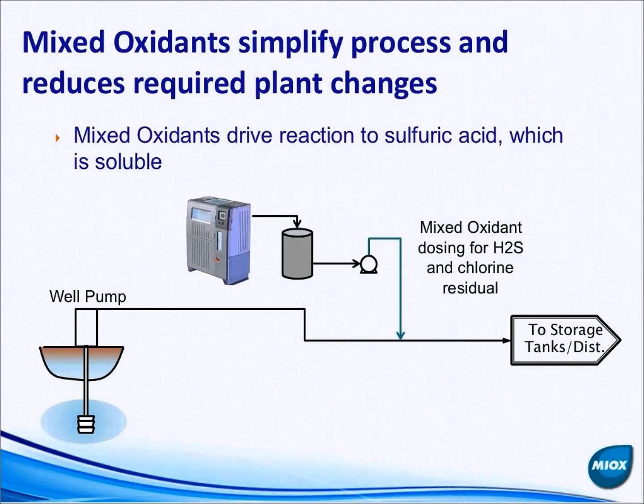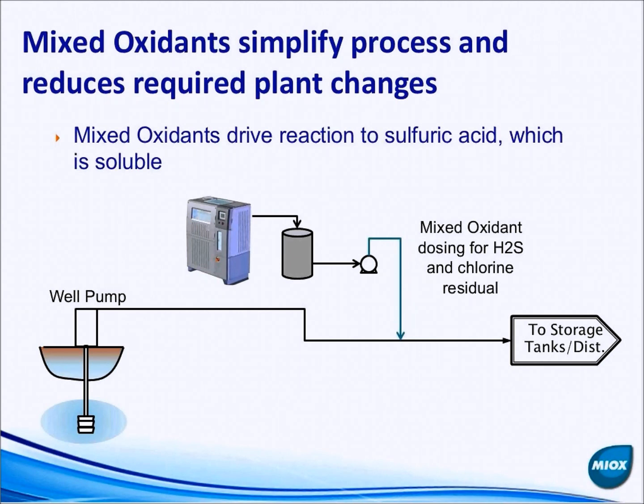With the mixed oxidant process, this is what you're looking at. Using mixed oxidants instead of regular bleach, you can come out of the well site and just dose the mixed oxidants, and usually you just kick that up a little bit to maintain your chlorine residual as well, and then go straight out to the distribution tank. So in essence, you eliminate having to purchase a degasifier, storage tank, and filters, especially if you're looking at a new site. So it greatly simplifies and vastly reduces your cost of capital equipment.